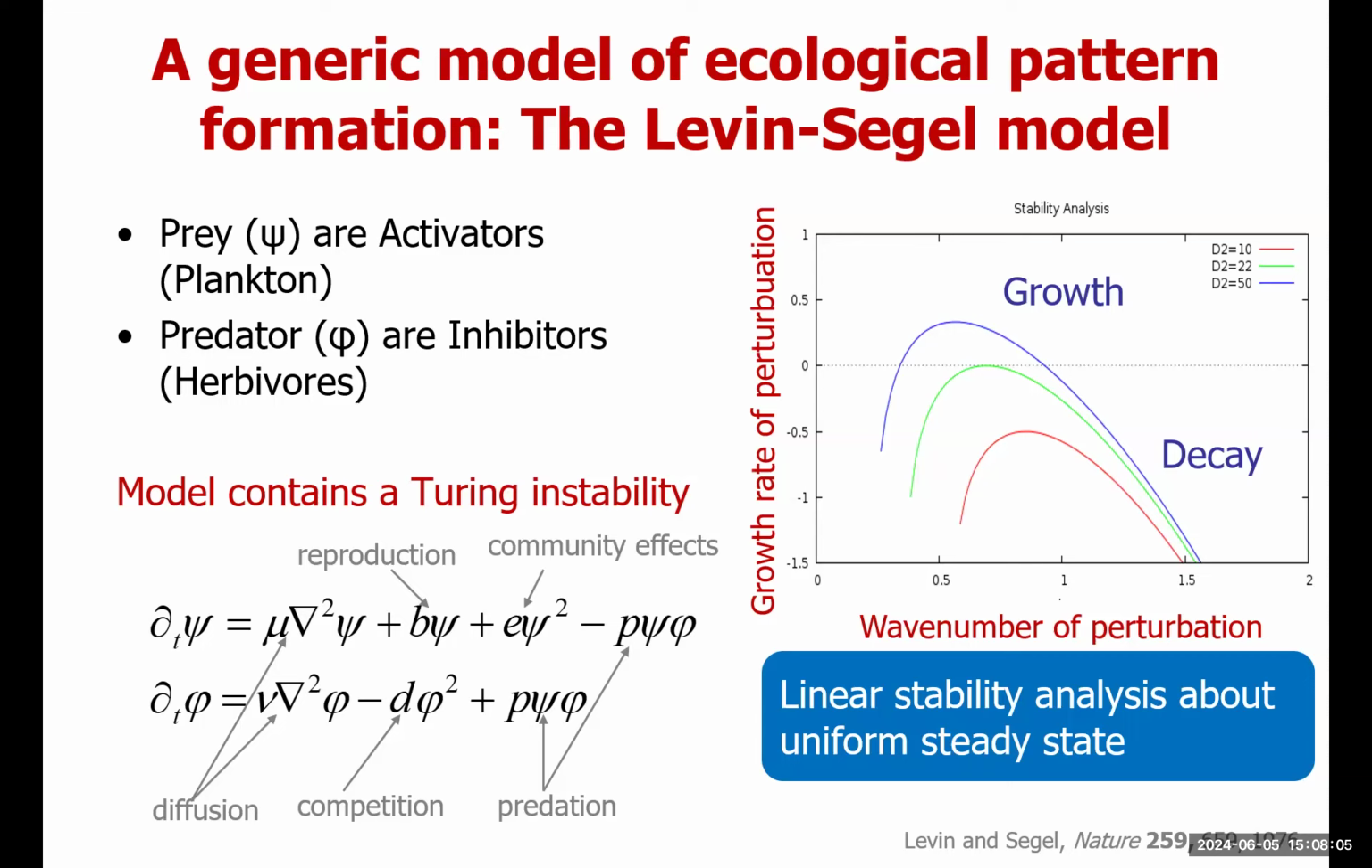Simon Levin, who's one of the world's most famous ecologists at Princeton, did this work, I think, in his PhD thesis. So he says, let's have a look at the prey, the plankton, and then the herbivores come along and eat the plankton, so they are the inhibitors. So the prey, the plankton bloom, predators, the herbivores come along and eat them, and so their population goes up and down. You get these cycles locally. So now you write down the differential equation. These equations are like the equations we wrote down for pattern formation.